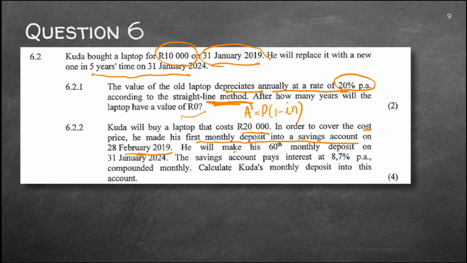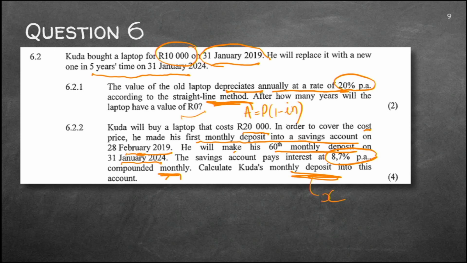He will make his 60th monthly deposit on 31 January 2024. The savings account has an interest of 8.7% per annum, compounded monthly. Calculate his monthly deposit. So that constant deposit, that's referring to the X.